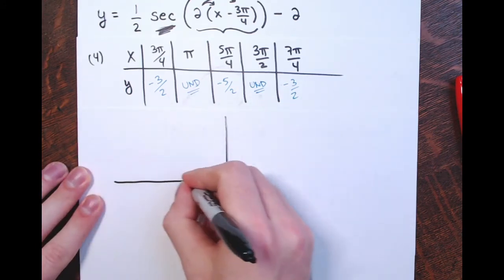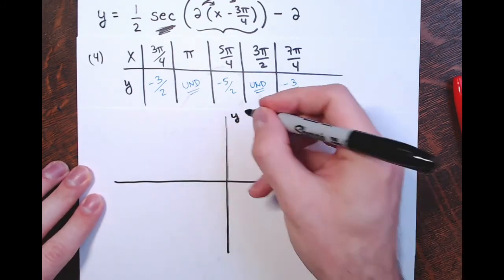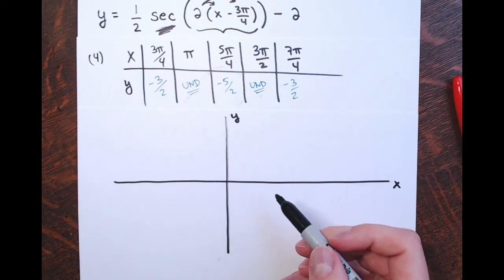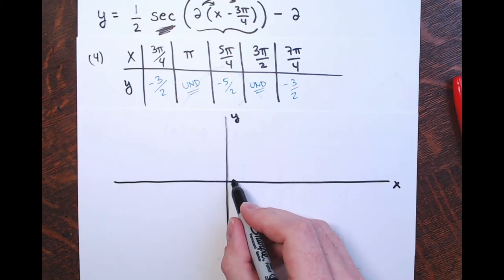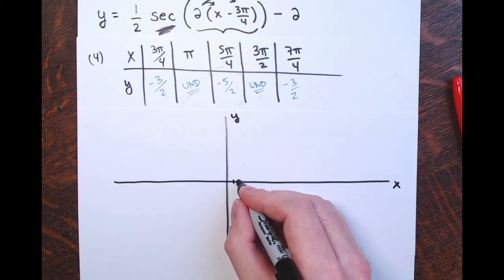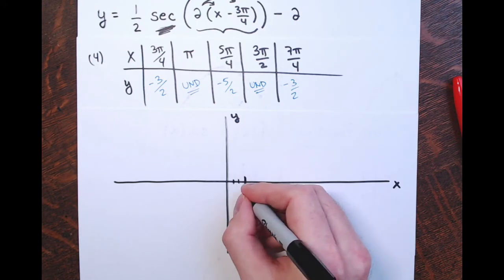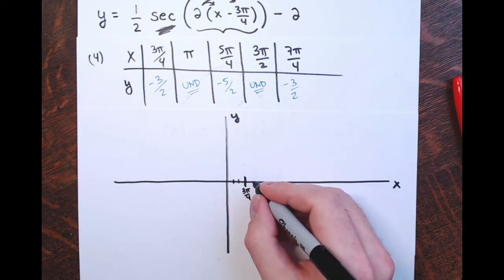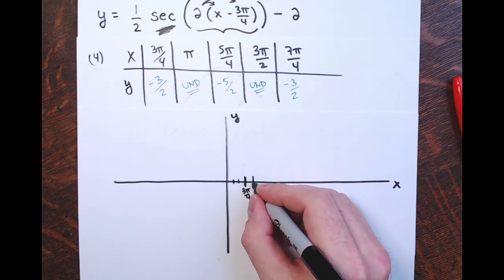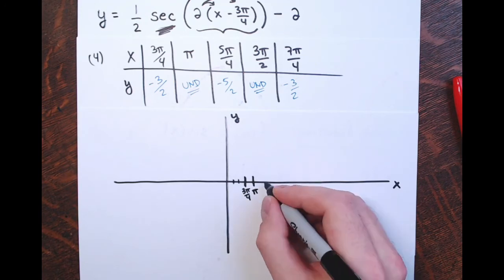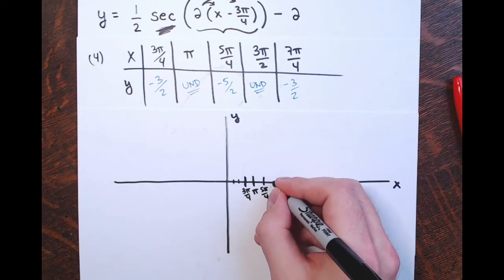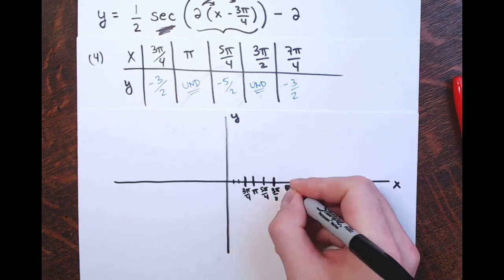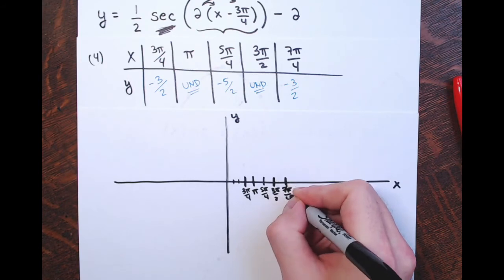So I make some axes, and I'll start marking these off. Now 3 pi over 4, the distance between these is pi over 4, so I'm going to make little notches. This is 1 pi over 4, 2 pi over 4, and then let's go big here for 3 pi over 4. And then 4 pi over 4, pi. I probably should have made these bigger. Then 5 pi over 4, 6 pi over 4, 3 pi over 2, 7 pi over 4. All right. Okay.